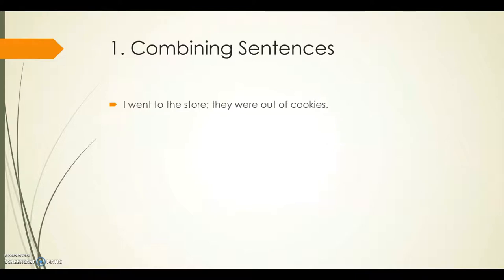You can also just put a semicolon in there. Now, you can't connect every two sentences with semicolons. That would just make for an odd style of writing. But if the two sentences really, really, really go together well, you could put them together with a semicolon. I went to the store; they're out of cookies.